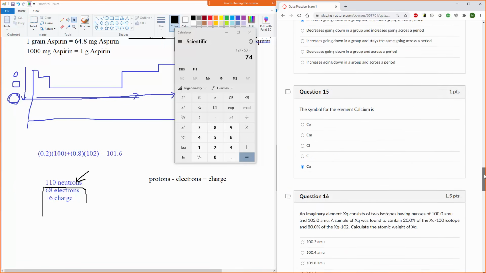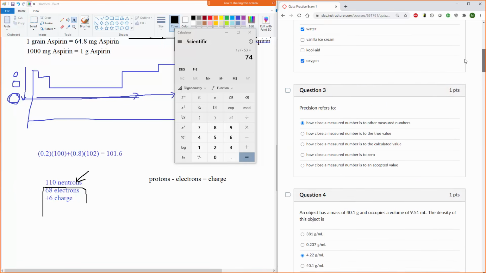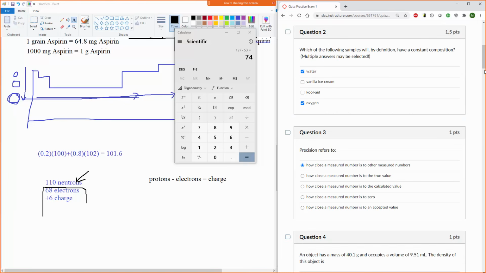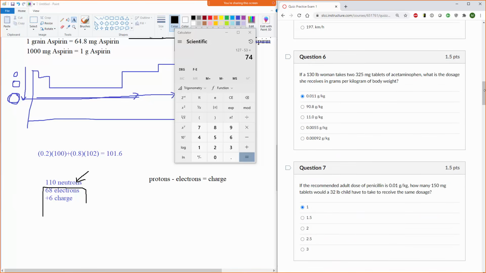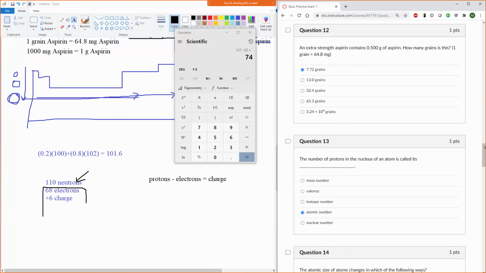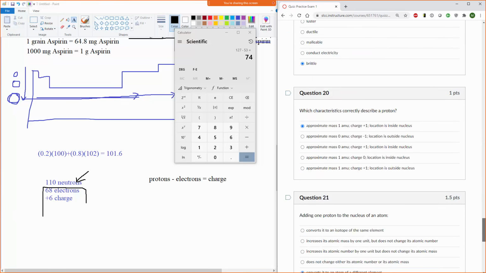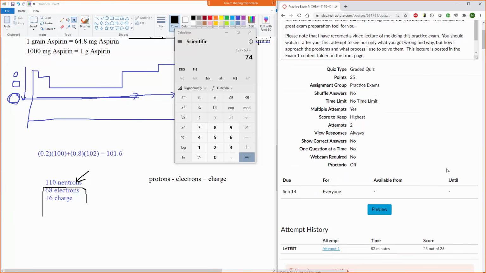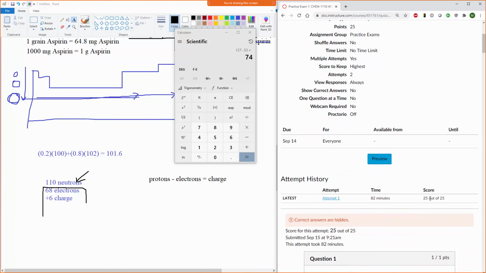Did I miss anything? Any questions on any of these? I think we got them all. 25 points. I thought that meant there was 25 questions, but some of these are worth extra points. It's not perfectly weighted. All right, let's see how we did. 25 points. We got them all. Okay, that is it, guys.